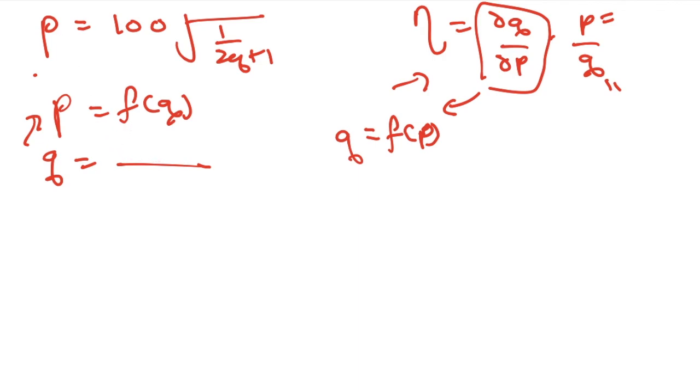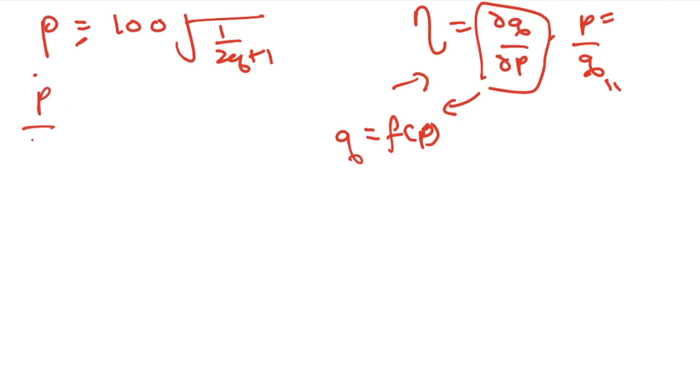From this equation that is given in the question, we need to rearrange it such that only Q is on the left hand side and the rest on the right hand side. Once we have Q on the left hand side and the rest, including P, on the right hand side of the equal sign, then we can find the derivative of delta Q over delta P. Okay, so how do we do it? Cross multiply this, then you have P over 100 equals square root of 1 over 2Q plus 1.